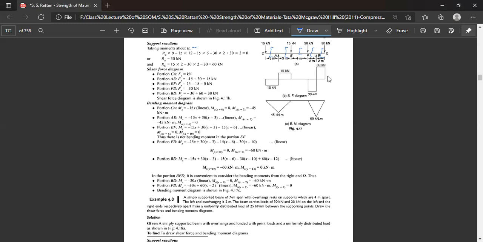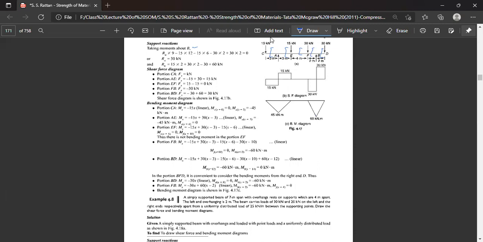Next, we go through the portion BD. In a similar manner, between the portion BD, we have 15 kN downwards, 30 kN upwards, 15 kN downwards, 30 kN downwards, and another 60 kN upwards. So for the distances of the lines of action, C is at a distance x, A is at a distance x minus 3, E is at a distance x minus 6, F is at a distance x minus 10, and B is at a distance x minus 12.